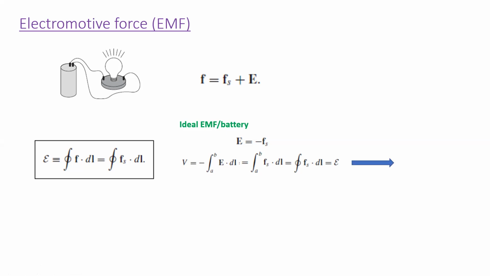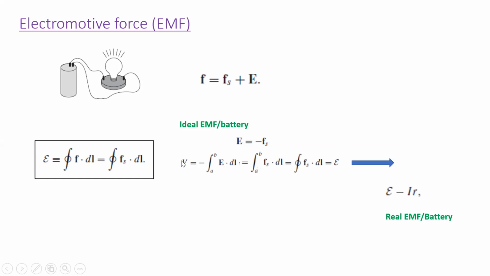All right, what about in a real or non-ideal EMF or battery? Well, in that case, the force of the battery is going to have to be greater because it's going to have to drive the charges through a resistance. So the force of the battery is going to be greater than the electric field. And if the force of the battery is greater than the electric field, then the EMF is going to be greater than the voltage difference between the terminals.